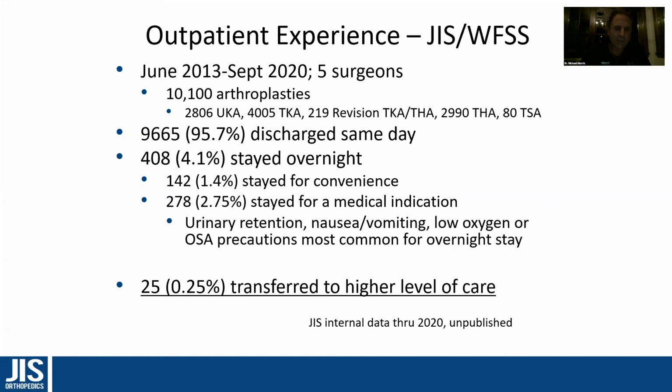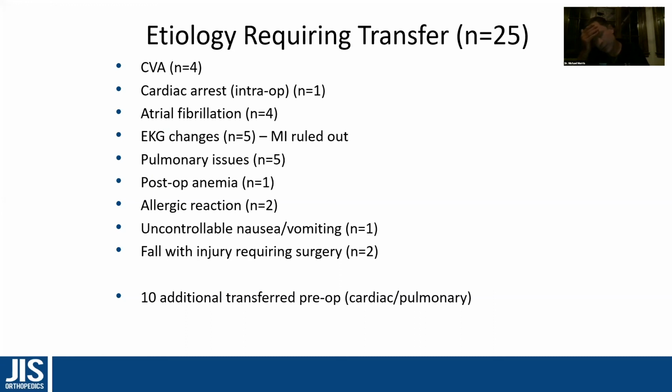Importantly, there were 25 patients transferred to a higher level of care. We're going to talk a little bit more in detail about what those etiologies were. So 4 demonstrated symptoms of a stroke. Those were all transferred. 1 had an intra-op cardiac arrest. 4 had AFib. 5 patients actually had EKG changes, and the concern was for MI. Sent onward, and MI was ruled out in all 5 actually. Some had some pulmonary issue with DSATs that were unable to be remedied at the center. Jason had mentioned we don't have the ability to transfuse a patient. There's 1 patient that we had to send over to our other hospital to get transfused.